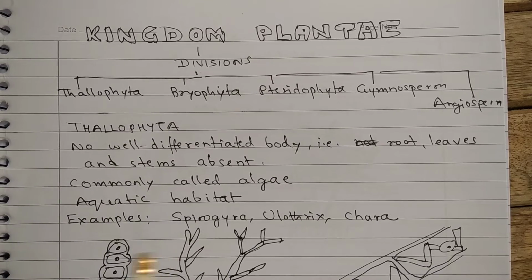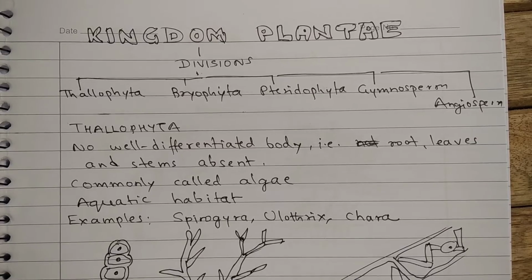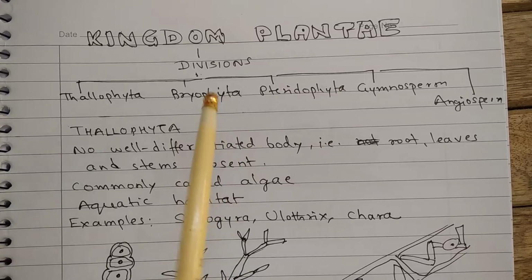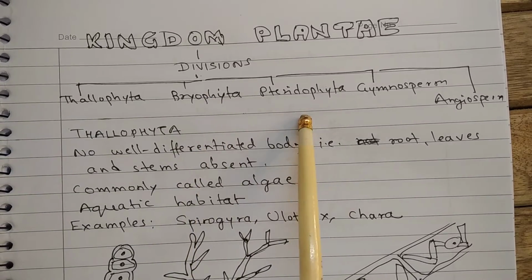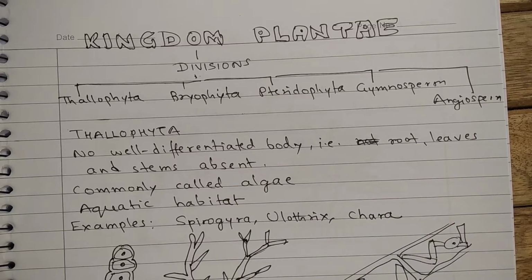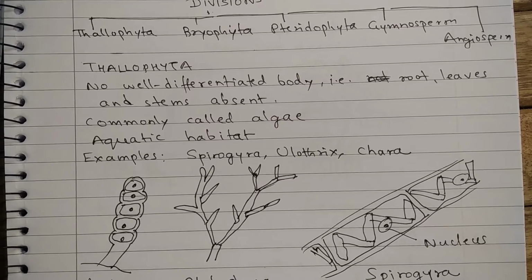Plant kingdom is divided into 5 divisions. They are Thallophyta, Bryophyta, Pteridophyta, Gymnosperm and Angiosperm. Let us begin with Thallophyta.